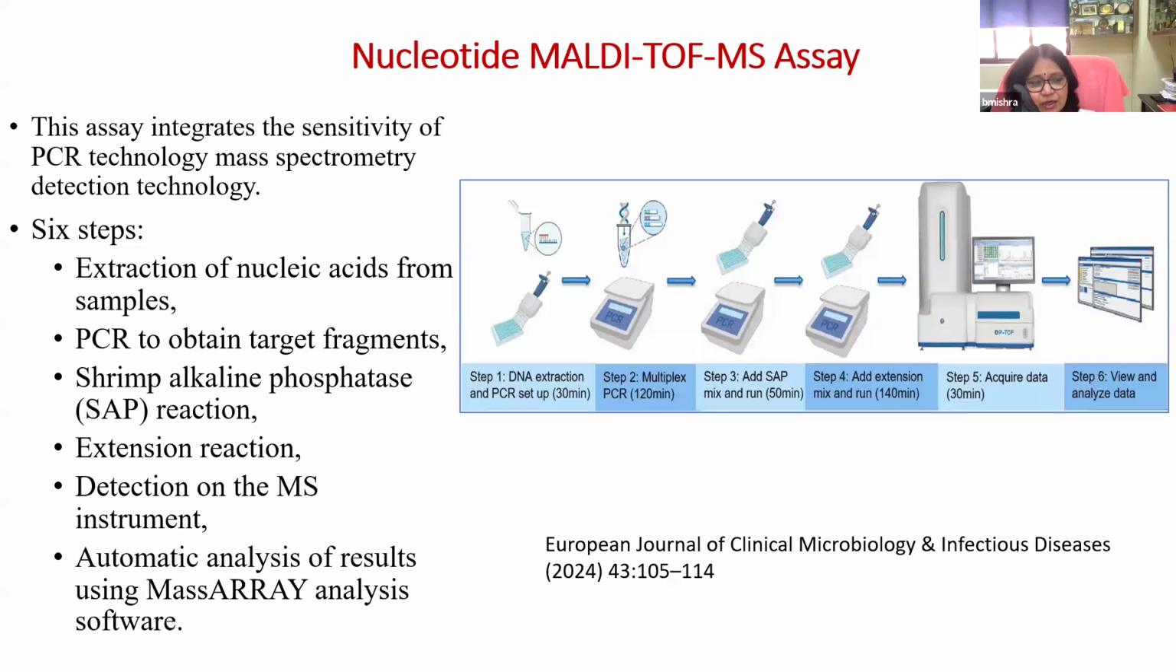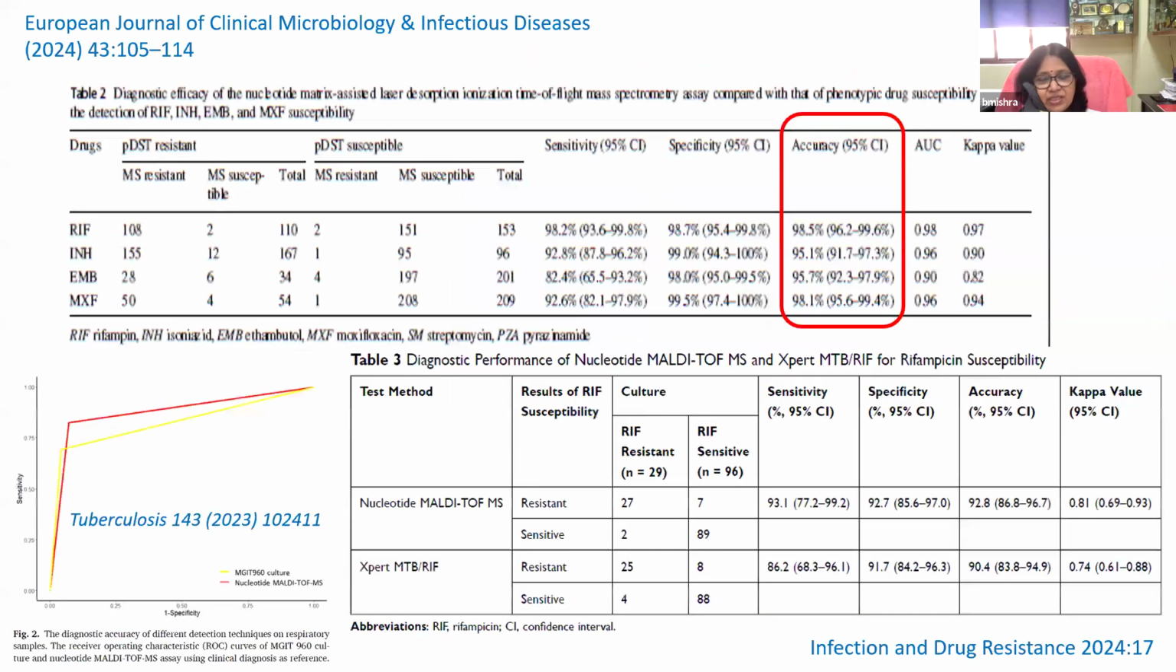So it has 6 steps: extraction followed by PCR, then purification by using an enzyme, then extension, detection on the mass spectrometry instrument, and automated analysis. Here we have to remember that this uses a different MALDI-TOF platform. It is not the same as what is used in most microbiology labs. So these are the results of various studies using the nucleotide MALDI-TOF assay.